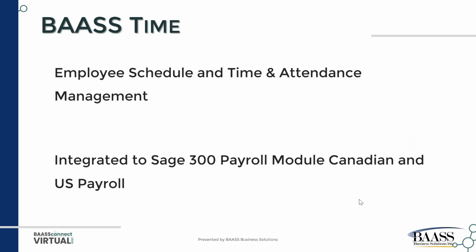With BAASS Time, we allow our clients to schedule employee time. If you have multiple work locations, like a production area and an office area, we let you define the employee schedule to say so and so will work at this location at these times. We are also able to integrate BAASS Time with your own scheduling system, so you're not having to define your schedule within BAASS Time. You can bring the time schedules from your external solution, whatever you're using, into BAASS Time.